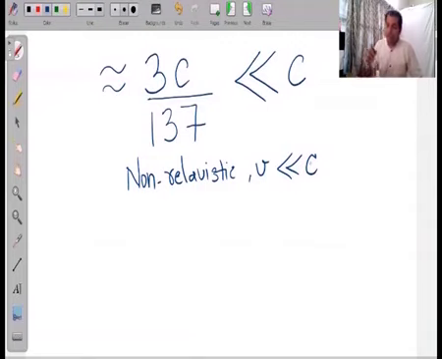This question can also be done in a different way, and the different way is if we know what is the Bohr radius.